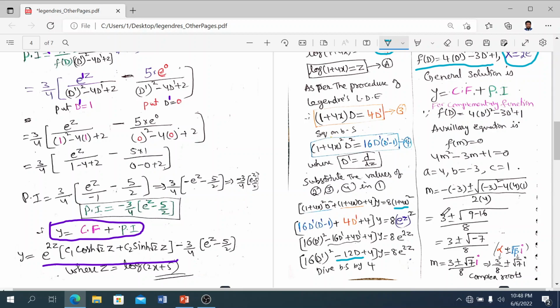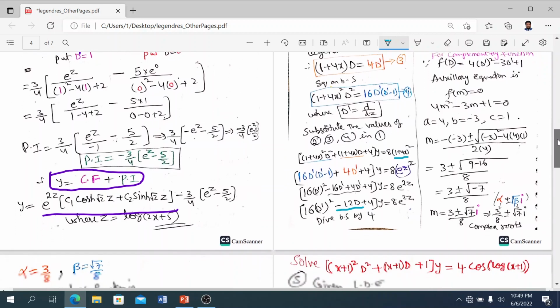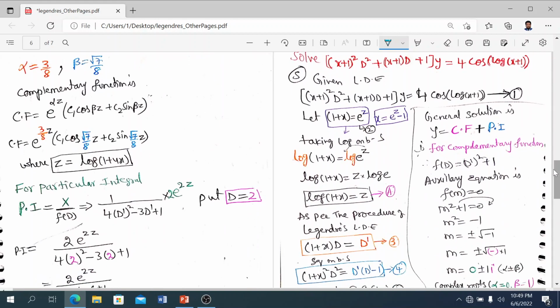Minus into minus plus 3, plus or minus root of (minus 3) whole square 9, minus 4 fours are 16, by 2 fours are 8. Root 9 minus 16, root minus 7. Since minus is there, root of minus is i, which means complex roots. So this can be written as 3 by 8 plus or minus root 7 by 8 i. Alpha means 3 by 8, beta means root 7 by 8. Complex roots.